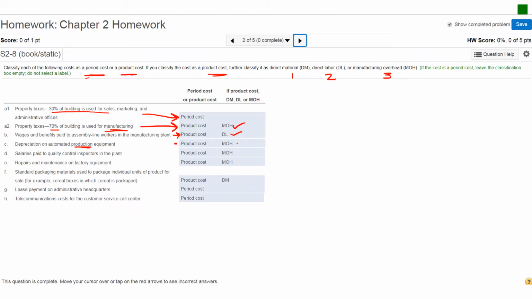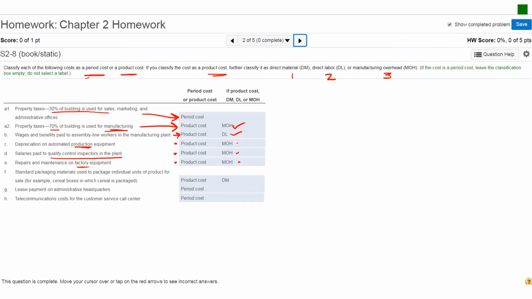Letter D, salaries paid to quality control inspectors in the plant. Think of the plant, that's also considered the factory or where they're actually building the product. So therefore that's going to be a product cost, but because you typically can't directly trace those to the actual product, you have to do some allocations, you're going to call that the overhead. Letter E, repairs and maintenance on, again, here we go, factory equipment. It's in the factory, it's in the plant, that's considered product cost, and that's going to be an overhead item.